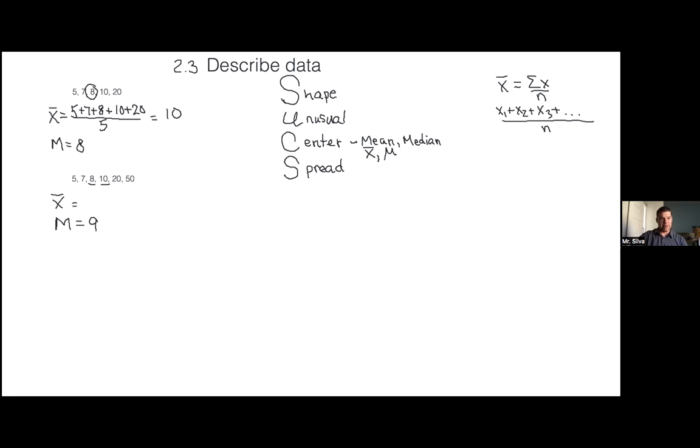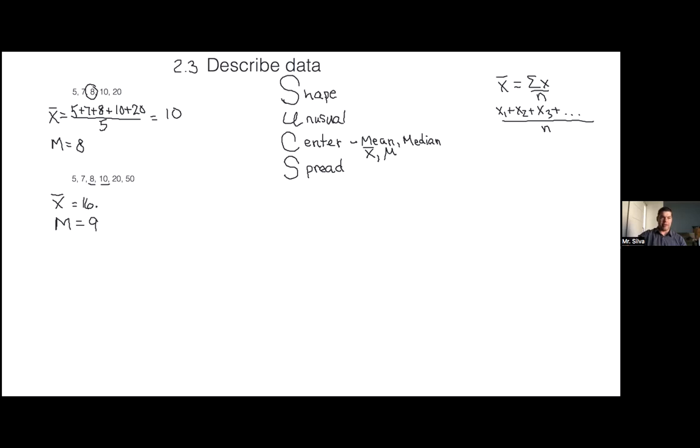Oh, what's the mean for this data set? Let's add them up. 15, 20, 30, 40, 50, 100. And there's 1, 2, 3, 4, 5, 6. I've got to get my calculator out here. 100 divided by 6 is 16.67.